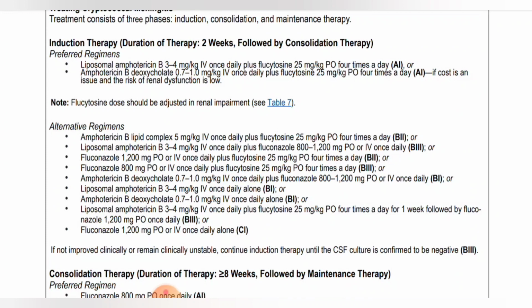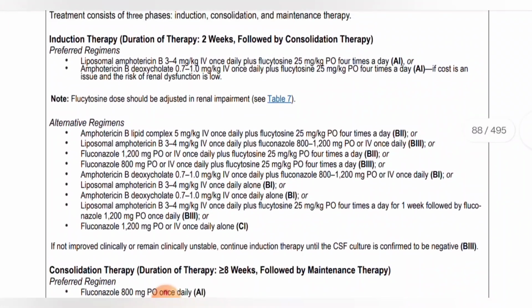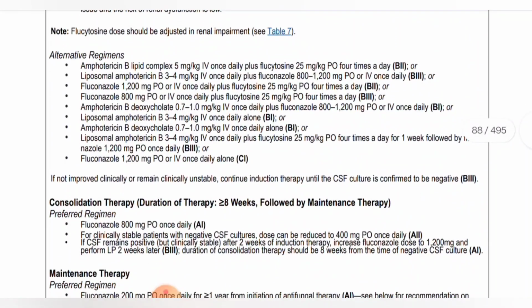That is liposomal amphotericin B at a dose of 3 to 4 mg per kg per day, with flucytosine 25 mg per kg 4 times a day, that is 100 mg per kg. Or you can give amphotericin B deoxycholate with flucytosine, and that is your induction therapy. Alternatively, if those are not available, you can still use amphotericin B with fluconazole plus flucytosine.